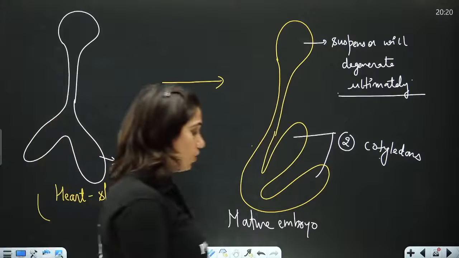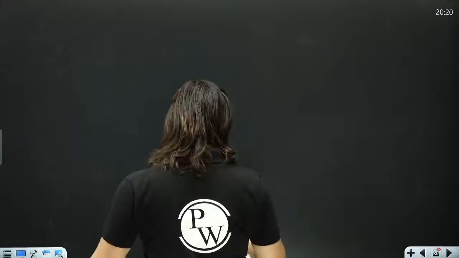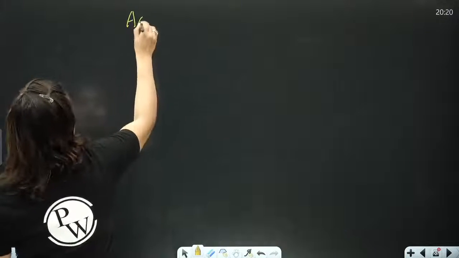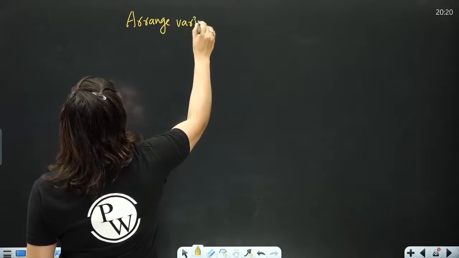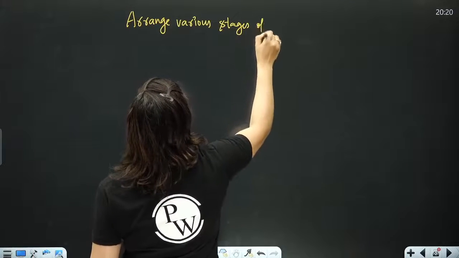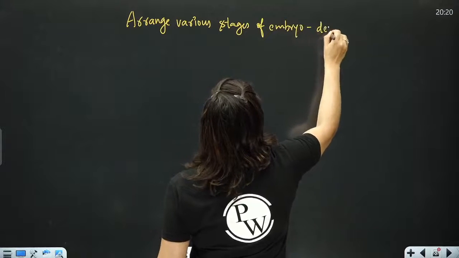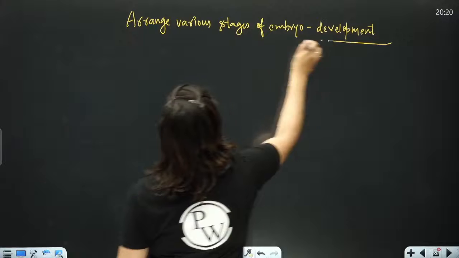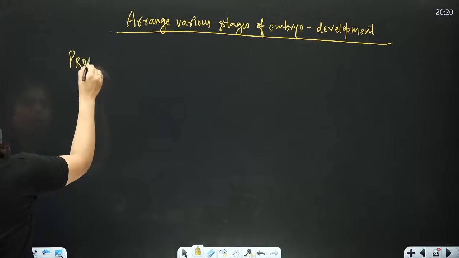Okay? So, what question is asked? Arrange the various stages of embryo development. And how will you arrange, beta? First stage is the proembryo.